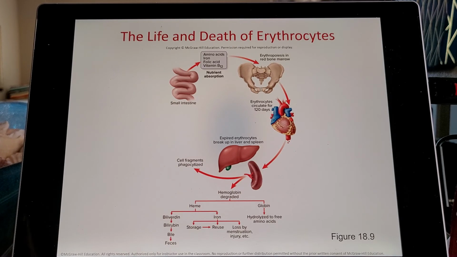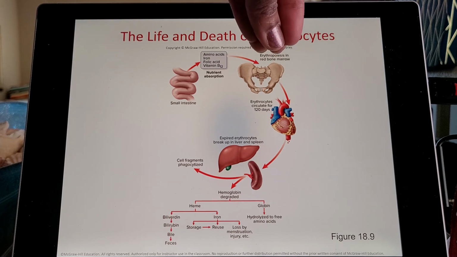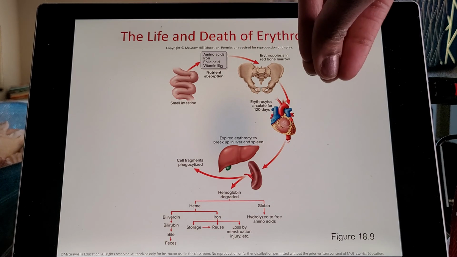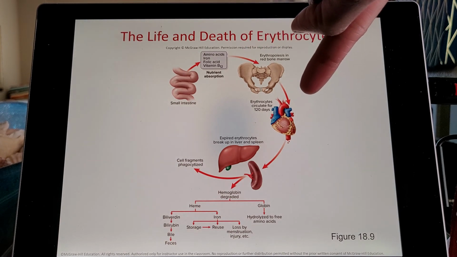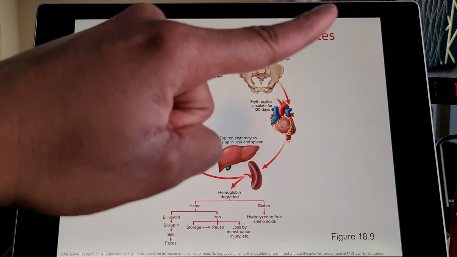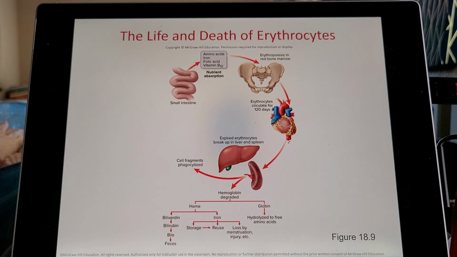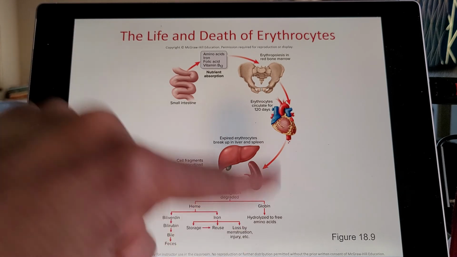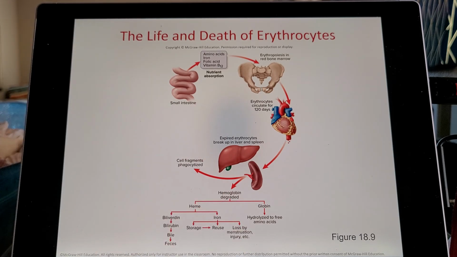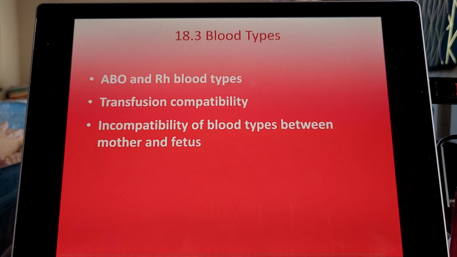Okay, so this is just talking about your red blood cells, their whole life. So we get the nutrients that we need from our small intestines, because that's where most of our digestion and nutrient absorption occurs. We take it to the appropriate tissue, so our red bone marrow. Red bone marrow makes our blood cells. Those blood cells circulate throughout our circulatory system, eventually die off, get broken up in the spleen, and then just get broken up into their different pieces. Some stuff gets reused, some stuff just getting degraded. Okay, keep going. Okay, blood type.